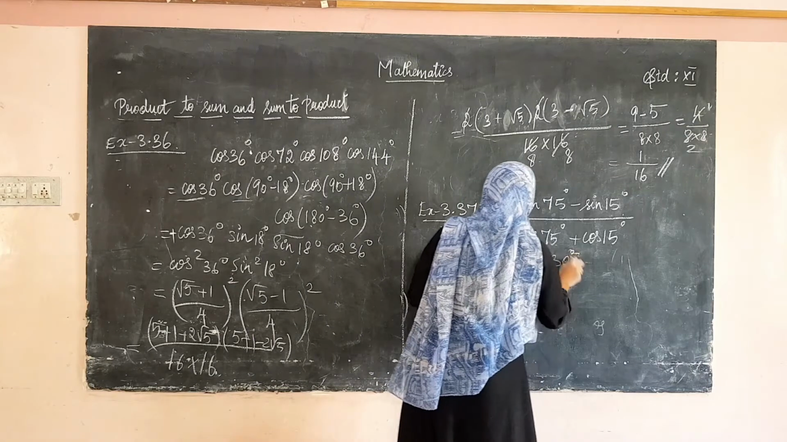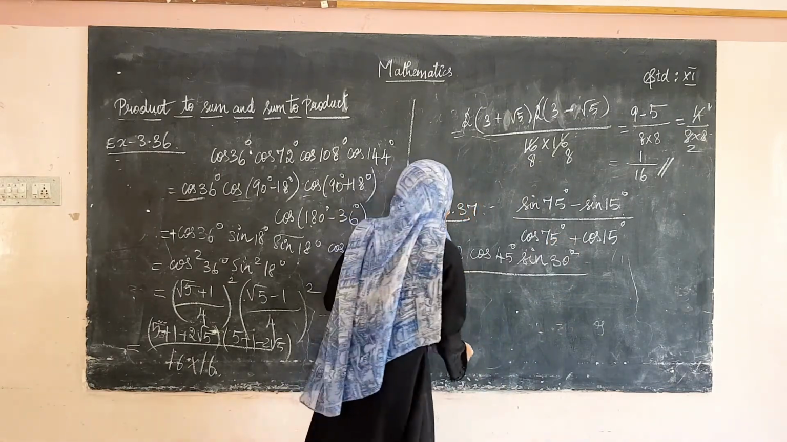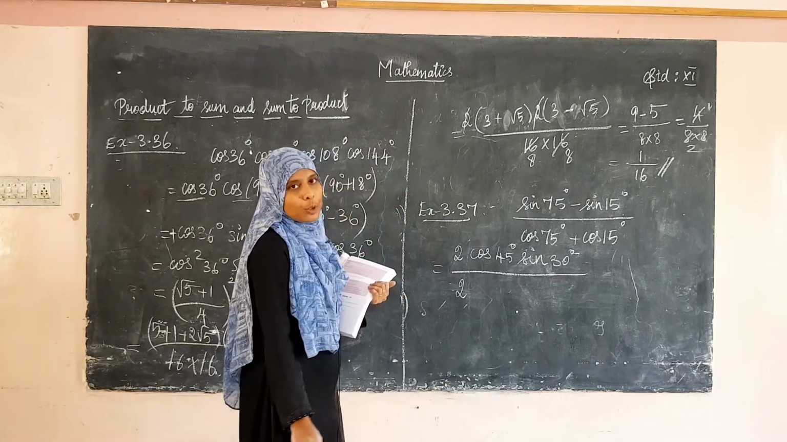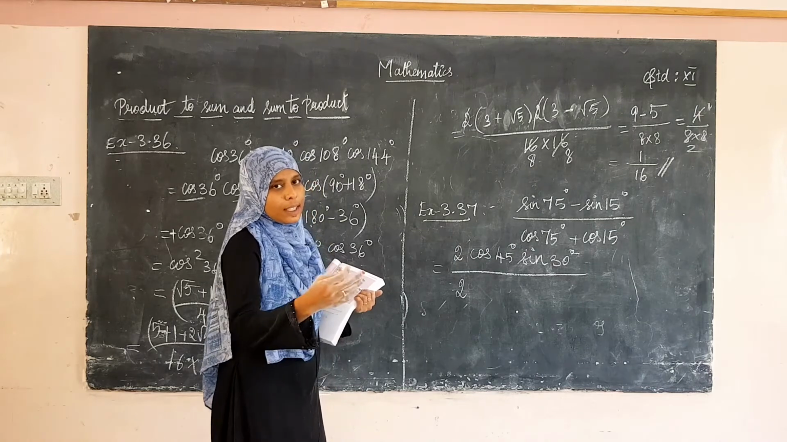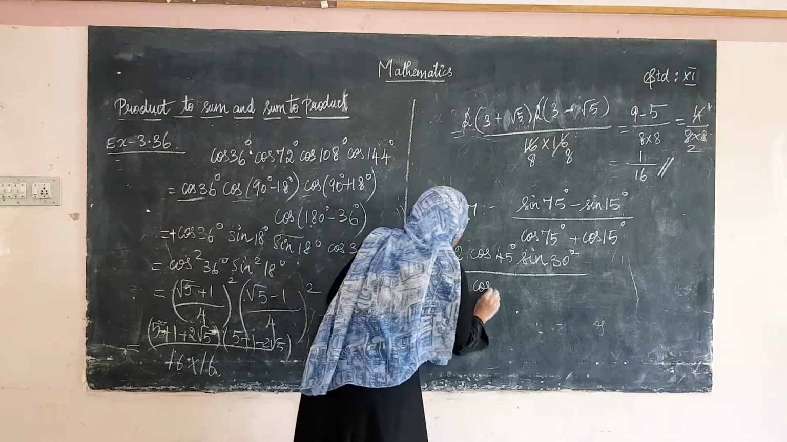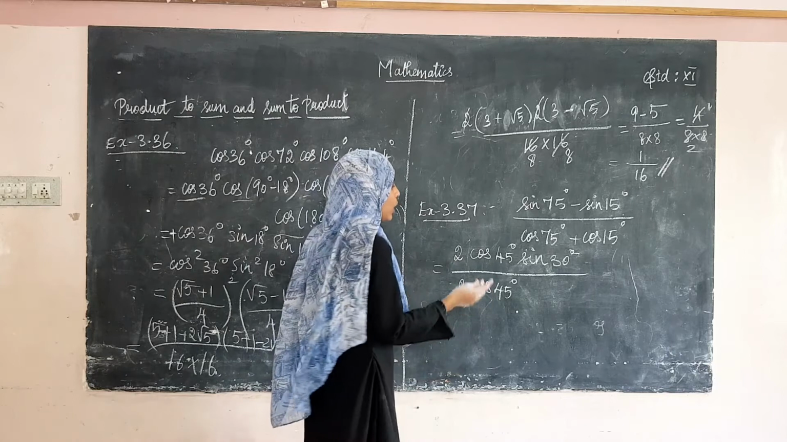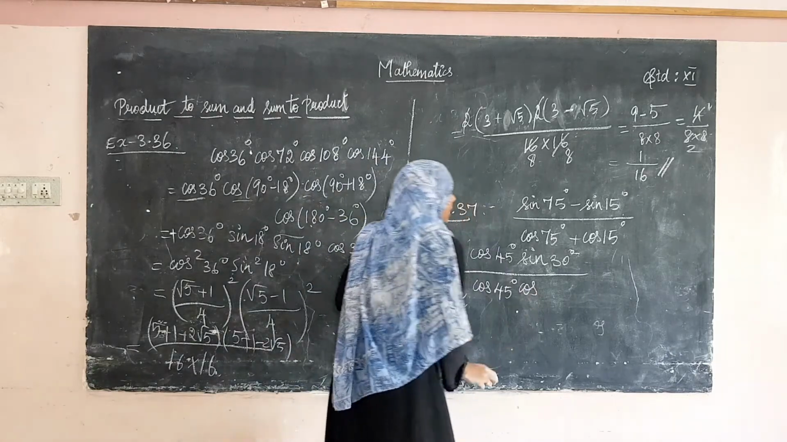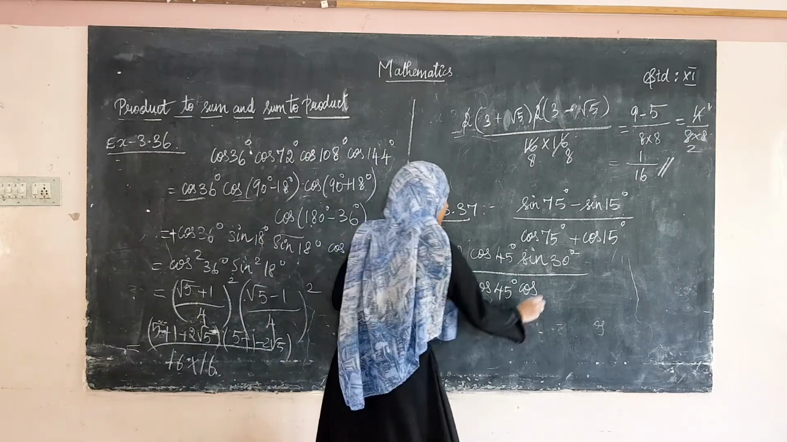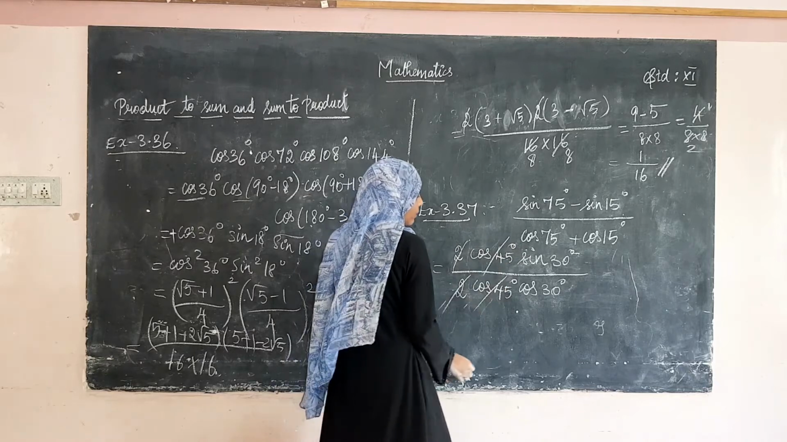Divided by, here it is cos C plus cos D. The value is 2 into cos (C plus D) divided by 2. C plus D is 90, divided by 2 is 45 degree, so cos 45 degree. And then cos (C minus D) divided by 2. What is C minus D? 75 minus 15 is 60. 60 divided by 2 is 30 degree. Okay, see here the 2 and 2 get cancelled, cos 45 and cos 45 get cancelled.